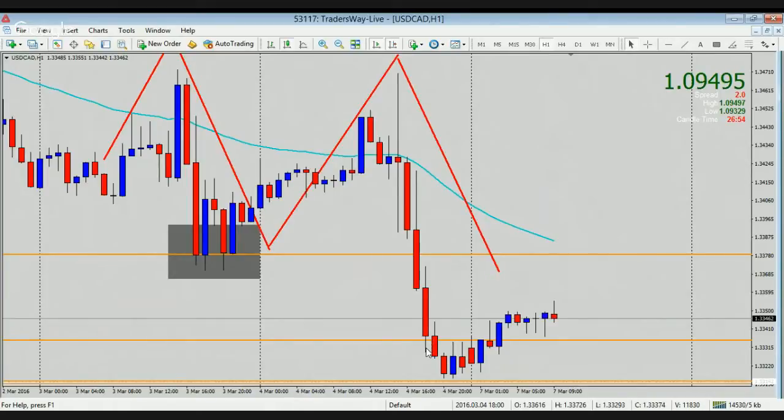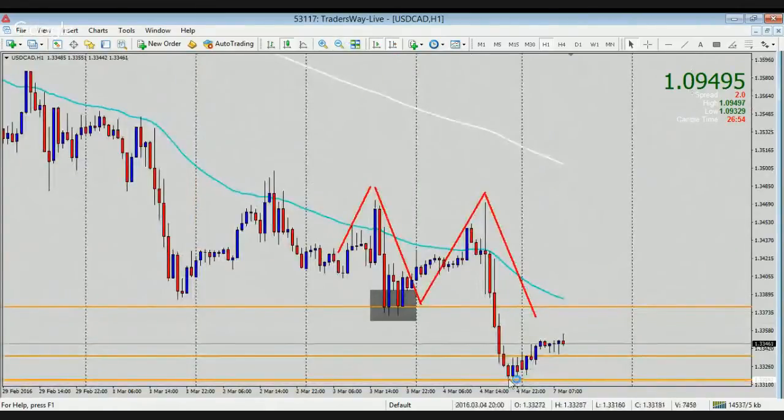Look at that. It drops. Look how close it was to hitting the third one. Look how close it was. It didn't want to release those traders yet. Look how close that was.